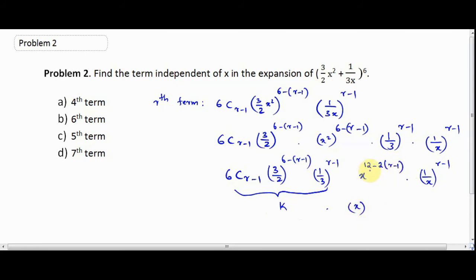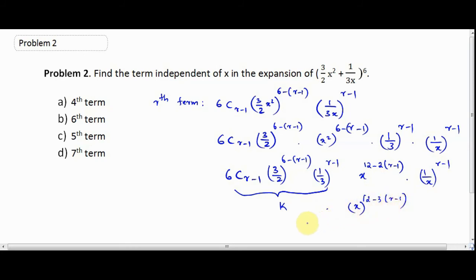here we have 12 minus 2(r minus 1). Here we have (1 by x) raised to (r minus 1). 1 by x can be written as x raised to minus 1. So (x raised to minus 1) raised to (r minus 1) makes it x raised to minus (r minus 1). When we combine these two, we get 12 minus 3(r minus 1).